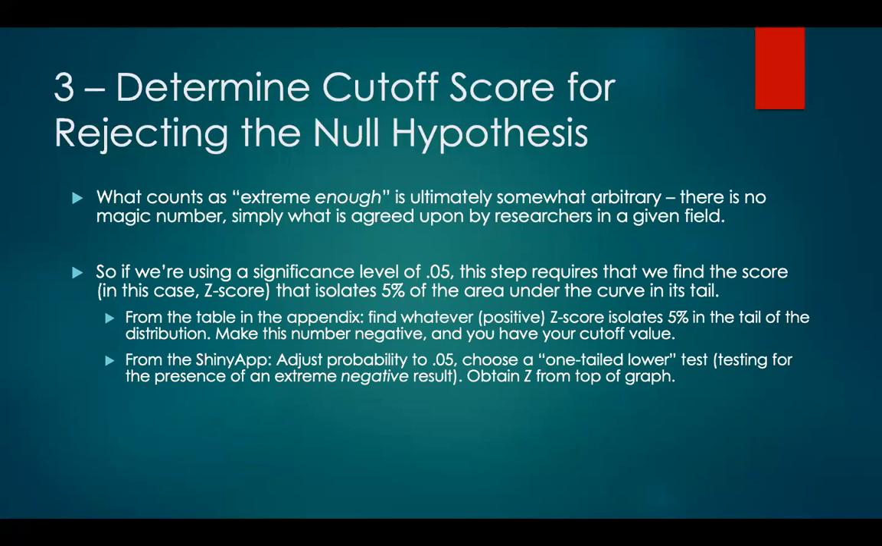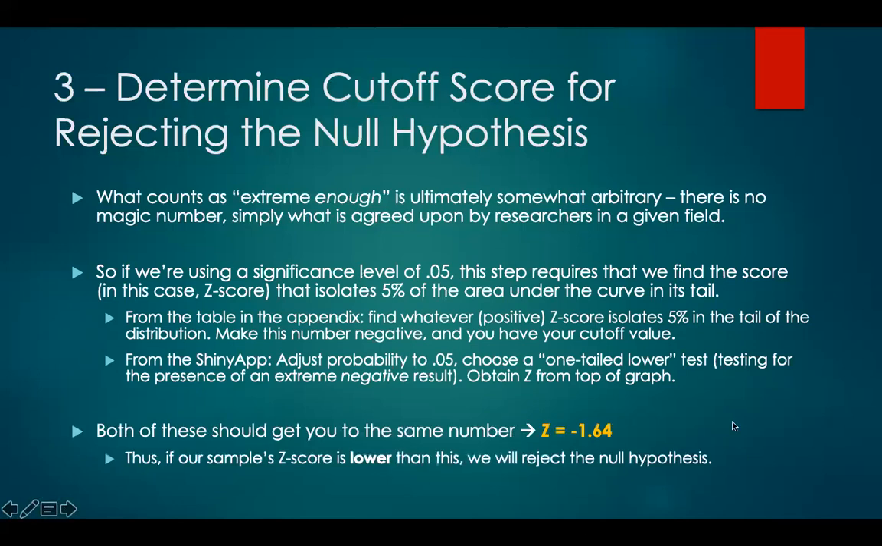From the Shiny app, we adjust the probability to 0.05, and we choose a one-tailed lower test, testing for the presence of an extreme negative result. And we obtain a z from the top of the graph. Both of these should get you the same answer, which is z equals negative 1.64. So a z of negative 1.64 always isolates 5% in the tail. Thus, if our sample z-score is lower than this, negative 1.64, then we'll reject the null hypothesis.